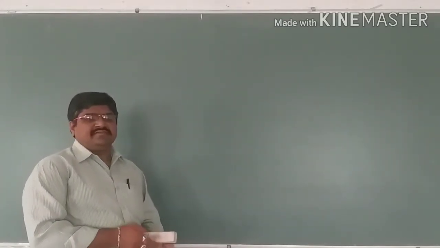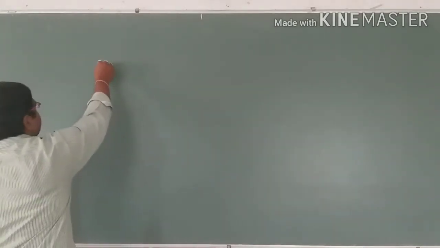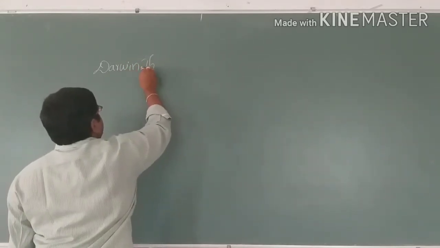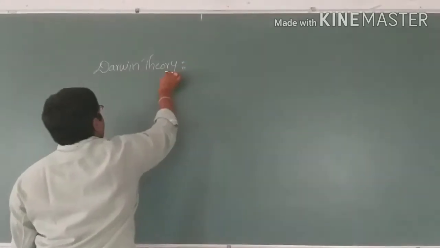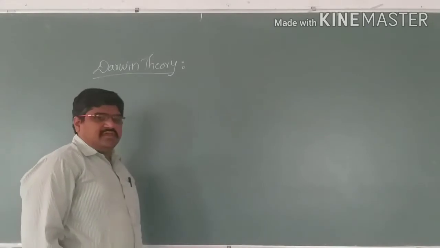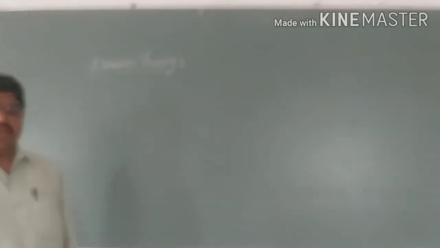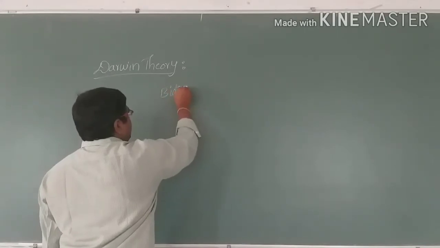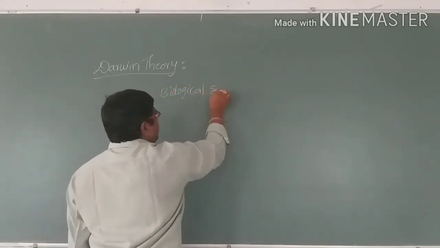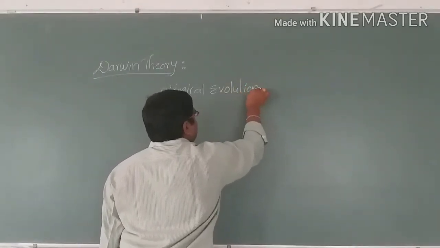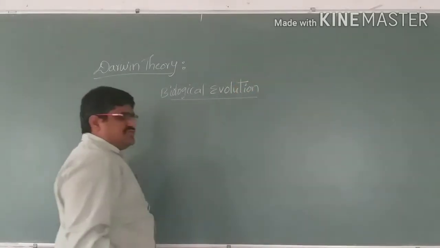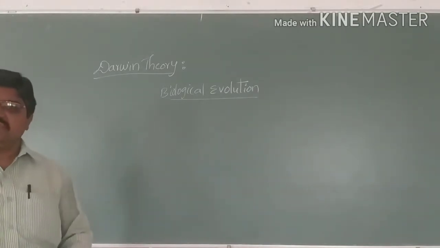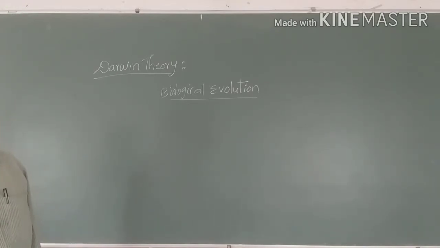Next, coming to Darwin's theory. Here we can use the words biological evolution. What is biological evolution? It means any genetical change in a population which is inherited from generation to generation.